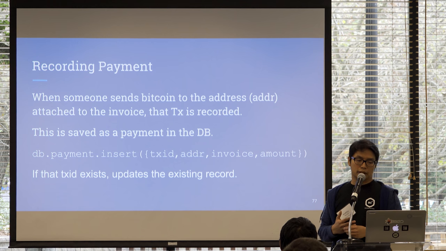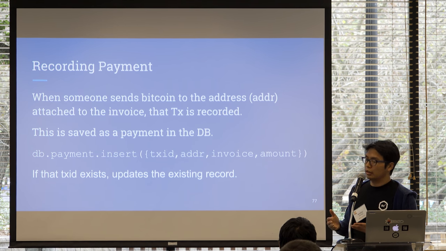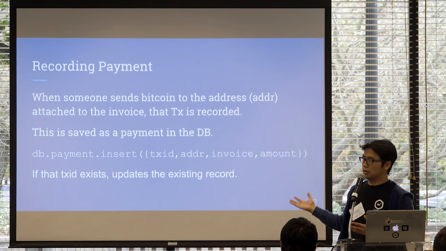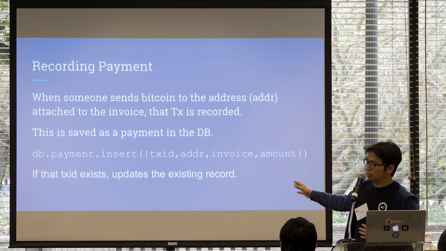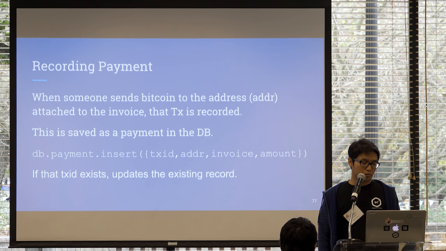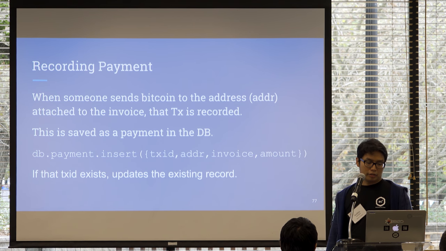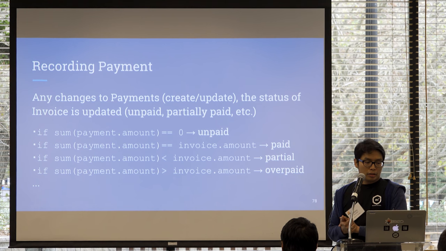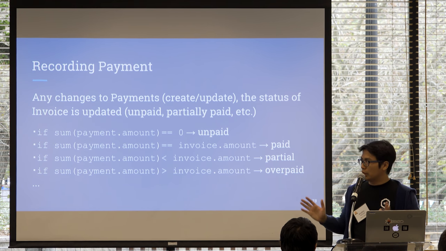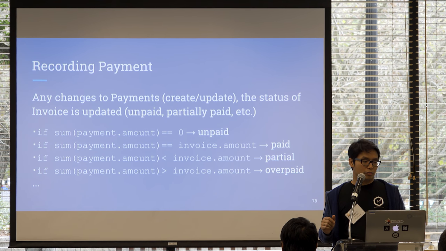So when someone sends Bitcoin to the address that is attached to a particular invoice, you want that transaction recorded, and you want it saved as a payment in the database. This is the way you do it inside this app: you do payment, insert all the data. It's generally the same if you want to make an application like this in other languages as well. And if that TXID already exists, then you want to update the record. This is still general thinking: if there are any changes to the payments, you want to update the status, right?